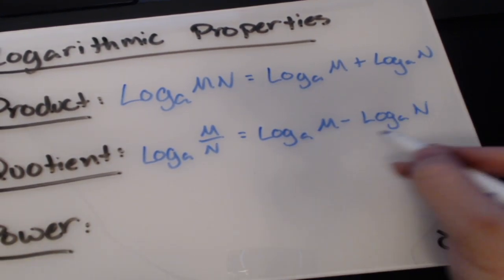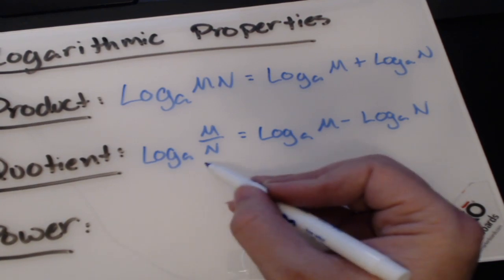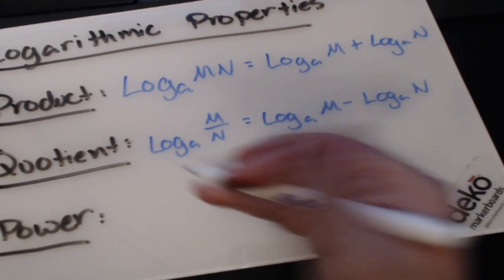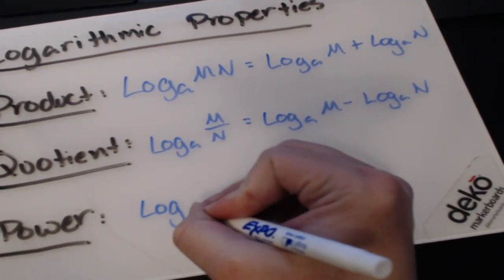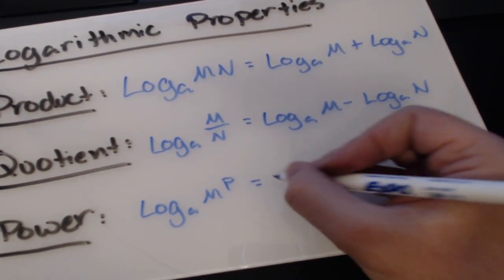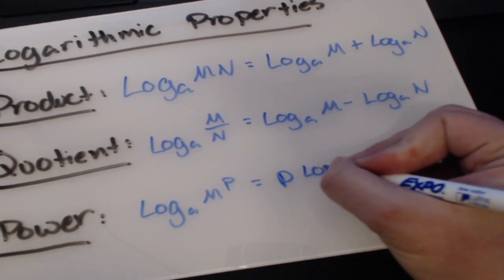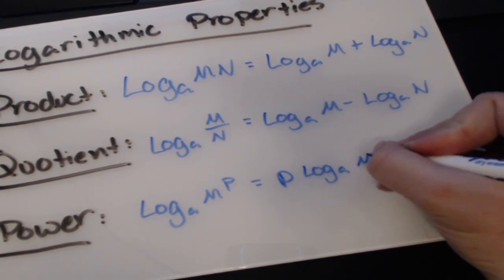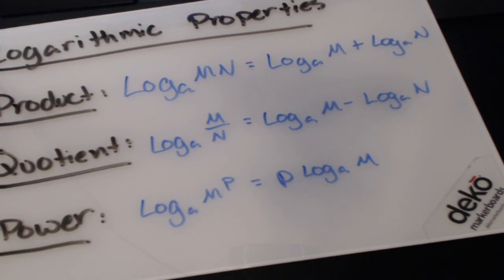All right, again, expanded form, single or condensed form. You then have log base A of m to the power of p. Whatever this power is can actually be brought out front. So you have log base A of m, and you just multiply that by p. So this gives you some way to manipulate.